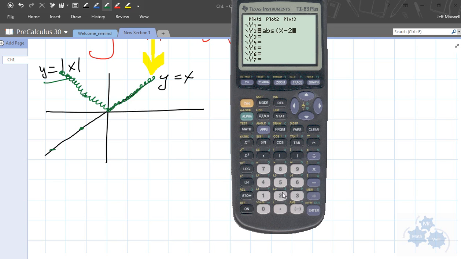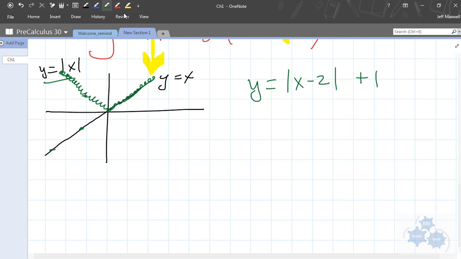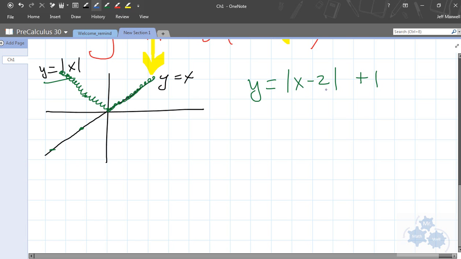So let's do x minus 2 and plus 1. Before we graph that, that's going to be y equals absolute value of x minus 2, and then plus 1. So that's what it's going to look like. So what is this number going to do to the graph? It's going to shift it which way? Left to right or up and down? This number. Left or right? Yes, it's going to go left or right.